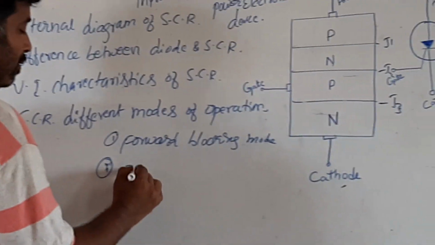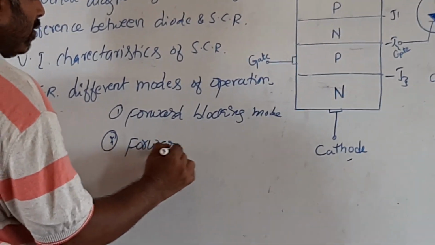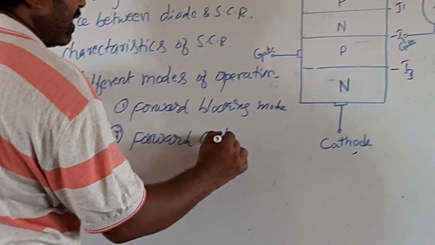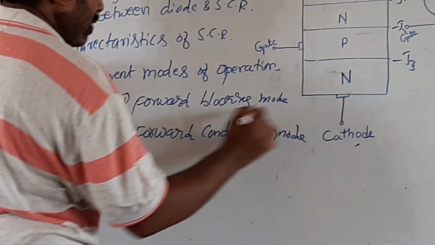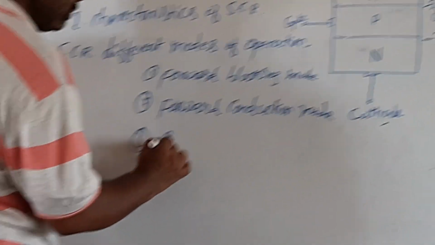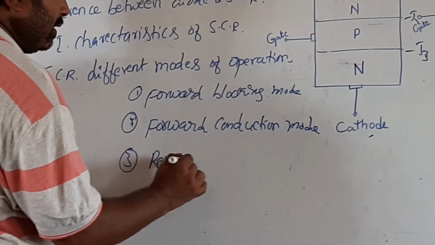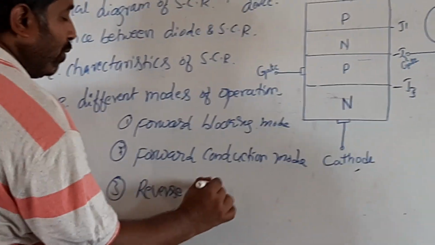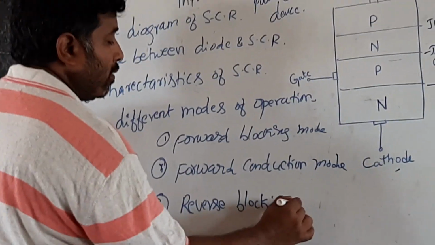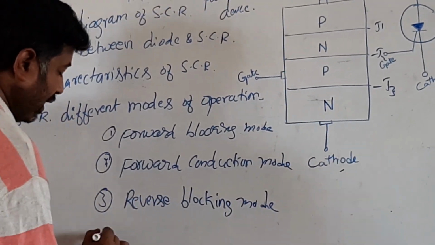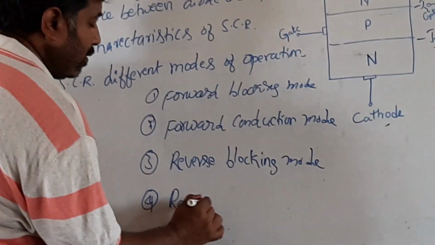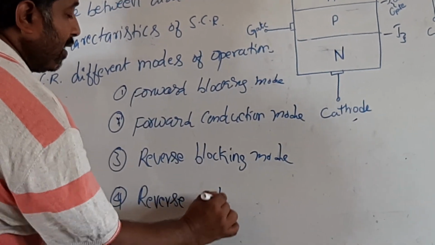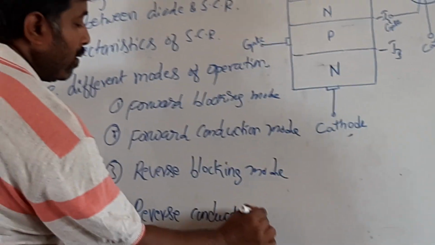Second one, forward conduction mode. Third one, reverse blocking mode. And fourth one is reverse conduction mode.